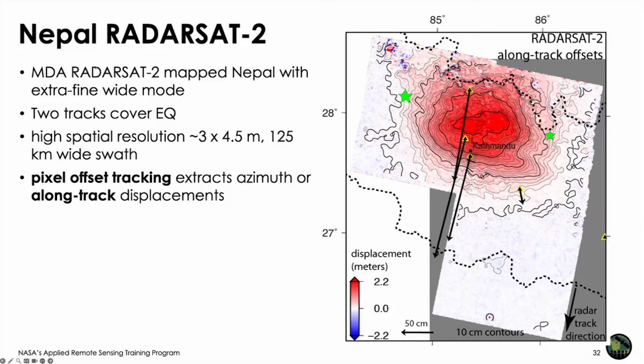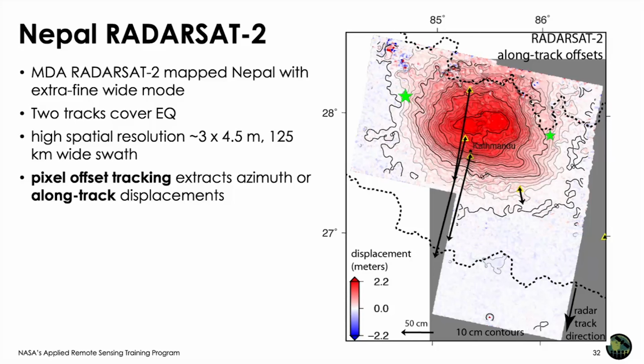So we used data from the Canadian RadarSat-2 satellite that was provided by the MDA company. And the pixel offset tracking measures the displacement in the along track direction, and we can actually see the large horizontal displacements that were due to the earthquake.